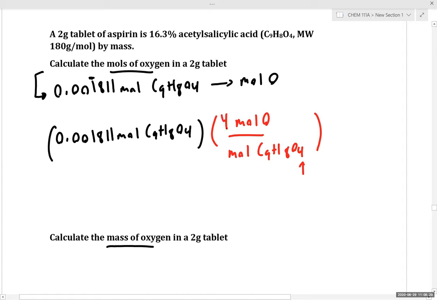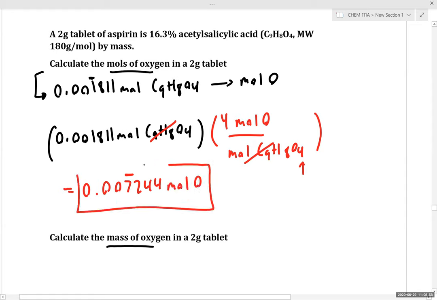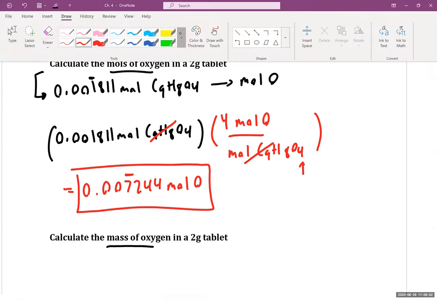4. So we have 4 moles of oxygen per mole of acetyl salicylic acid. Perfect. So the moles of acetyl salicylic acid cancels. And if we punch this into our calculator, we'll get 0.007244 moles of oxygen. Again, we can only retain one sig fig, but we carry through all of our digits through these calculations. Okay, perfect. So that's not too bad.